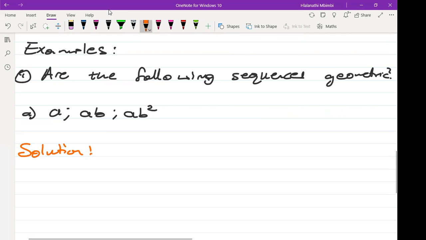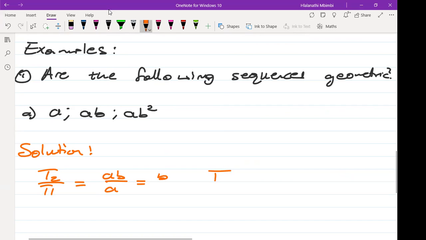So remember, when you're trying to prove something is geometric, there are many ways you can think about it or represent it. But it boils down to calculating T2 minus T1. Sorry, this is geometric, so we're not talking about the constant difference. We're trying to prove that we have a constant ratio. So we're talking about T2 divided by T1, and that would be AB divided by A, and that would be B.